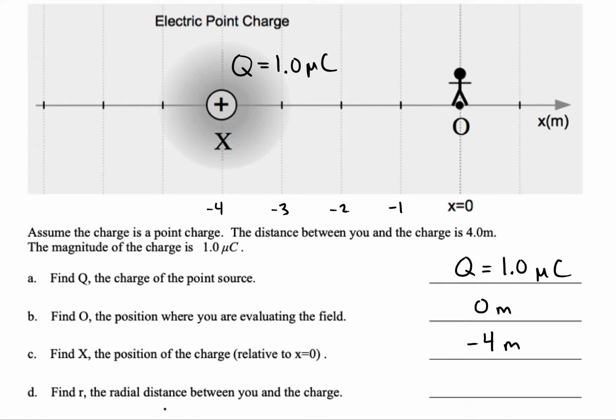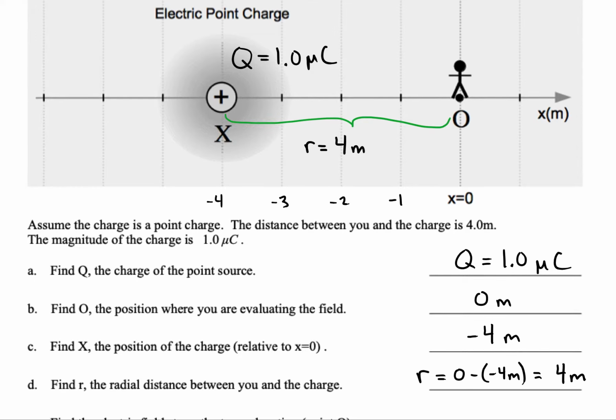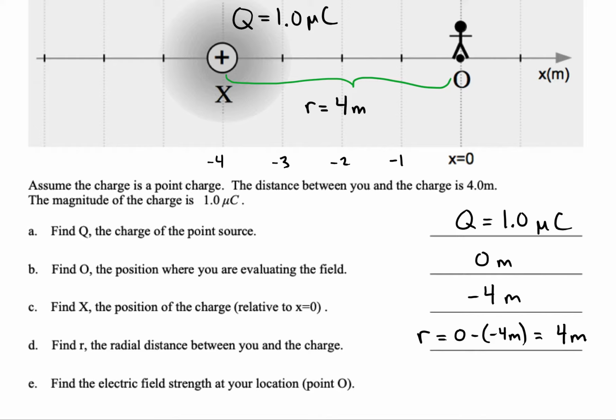We want to find R, the radial distance between you and the charge. We need to know this distance. To do it, all we have to do is subtract. So R is going to be 0 minus -4, which is 4 meters of distance between you and the charge. Lastly, we're asked to find the electric field strength at your location.